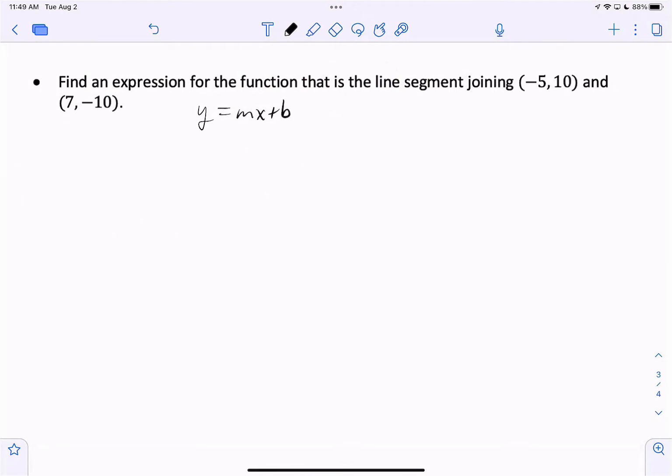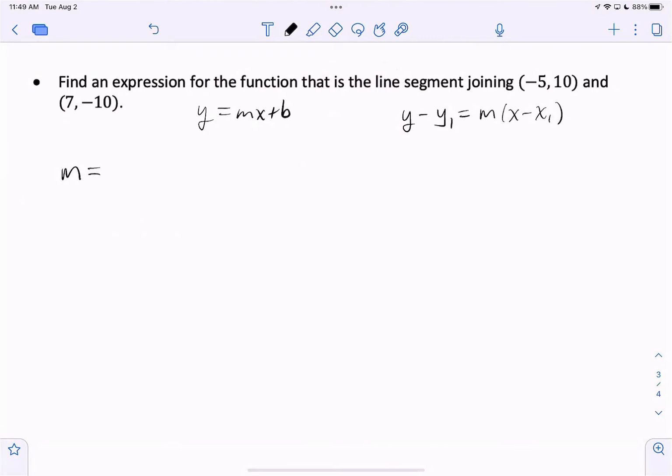We could also use point-slope form, which is y minus y1 is equal to m times the quantity of x minus x1. I really don't care which one you use. I will typically use y equals mx plus b because it's a little bit simpler. In either case, we're going to need a slope.